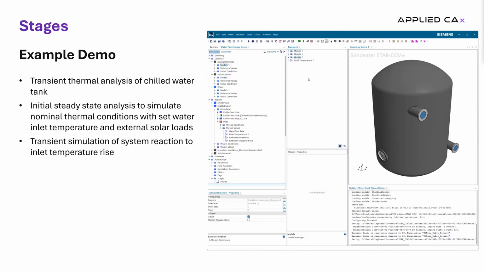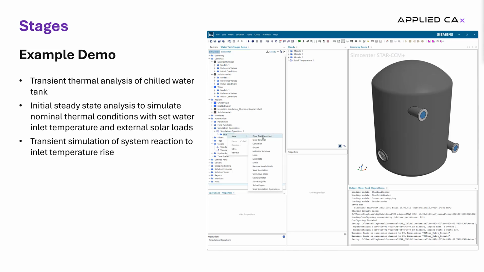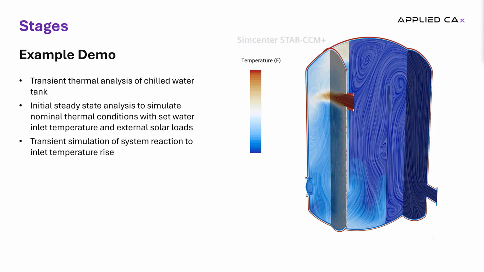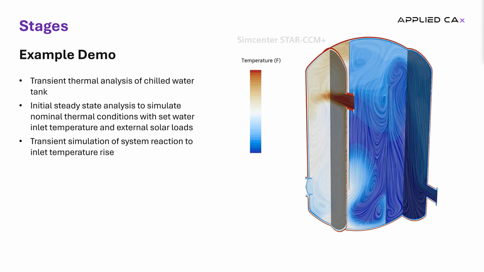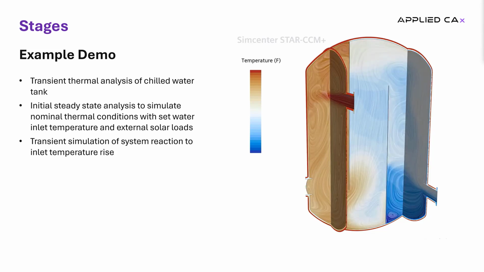So we now have those two stages set up, and we will use simulation operations to automate the workflow. Under simulation operations, we're going to create a couple of steps that will set the stage. First, set the steady stage, and then we will solve the physics. We will set the transient stage and solve those physics. And once we have all those physics solved, we can run the simulation operations, and we have a fully automated end-to-end workflow for this two-step simulation showing the incoming hot fluid dispersing through the tank.